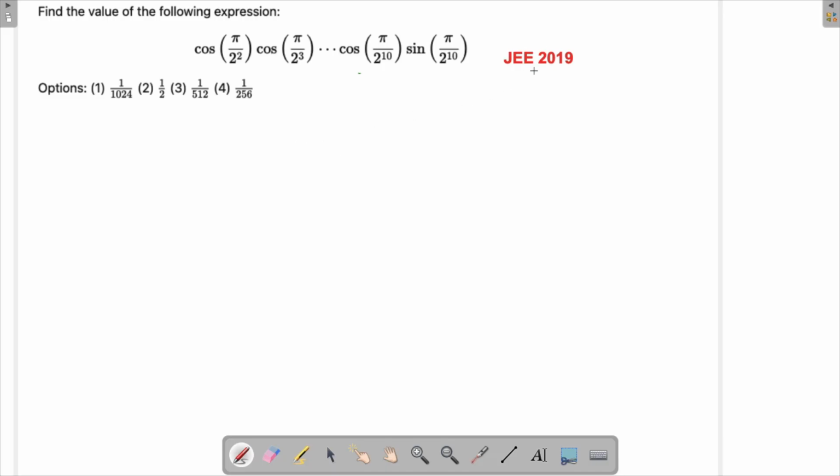All right, so let's solve a problem which happened in JEE Main 2019. In this question, we have been given an expression and we are supposed to find the value of this expression. So the first thing is to observe this expression.